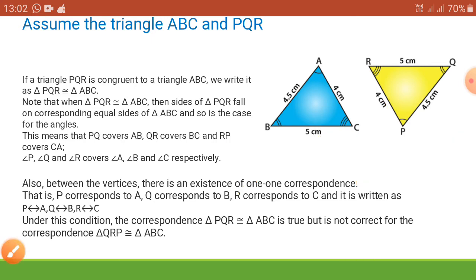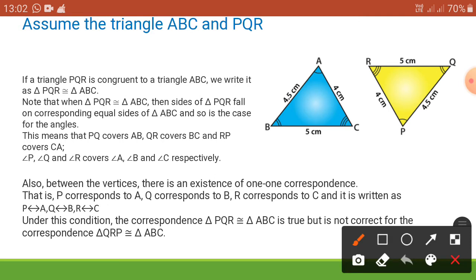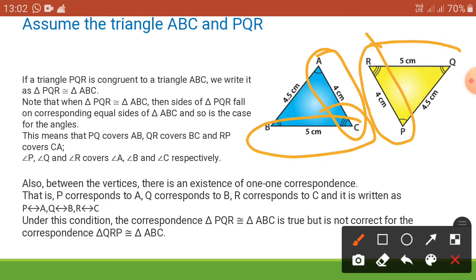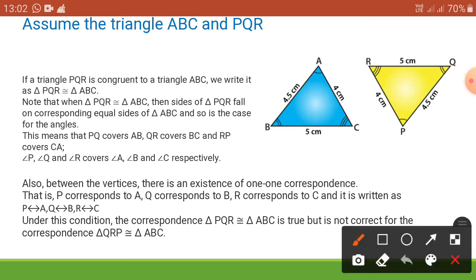So that means that in both of these triangles, side AC equal to side PR, side BC equal to side RQ and side PQ equal to side AB, because the values of these sides are equal. And angle A equal to angle P, angle B equal to angle Q, angle C equal to angle R. So these two triangles are congruent, we can say that.